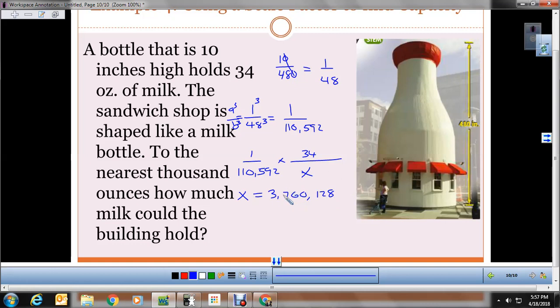So this says round to the nearest thousands. Well, the thousands place is going to be the 0 here. This number is not going to round it up, so our answer is going to be approximately 3,760,000 ounces of milk.